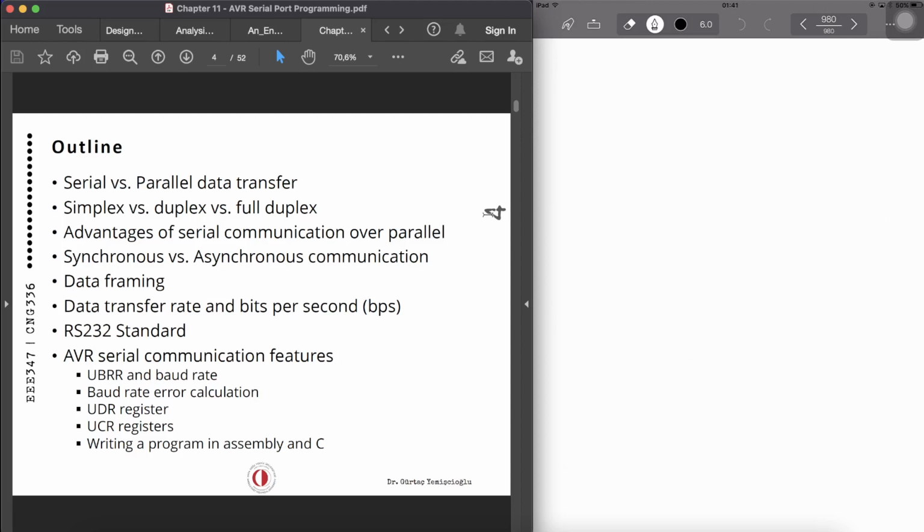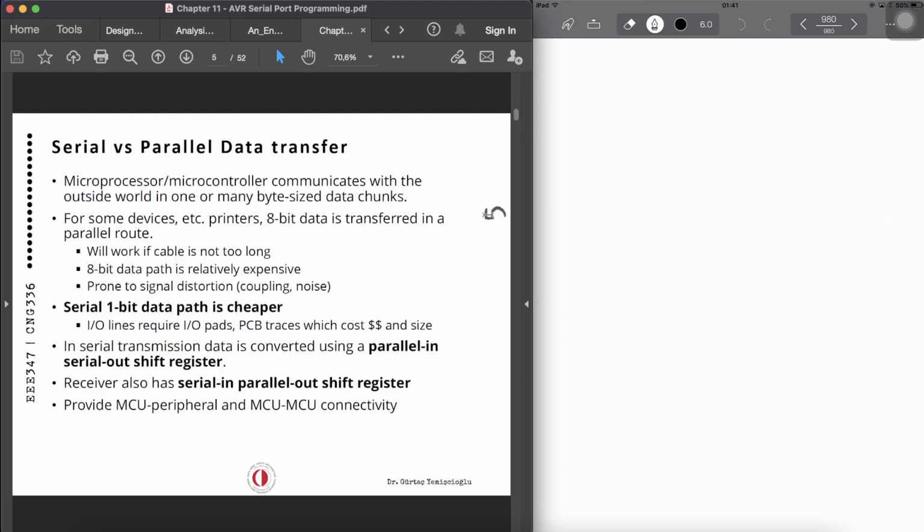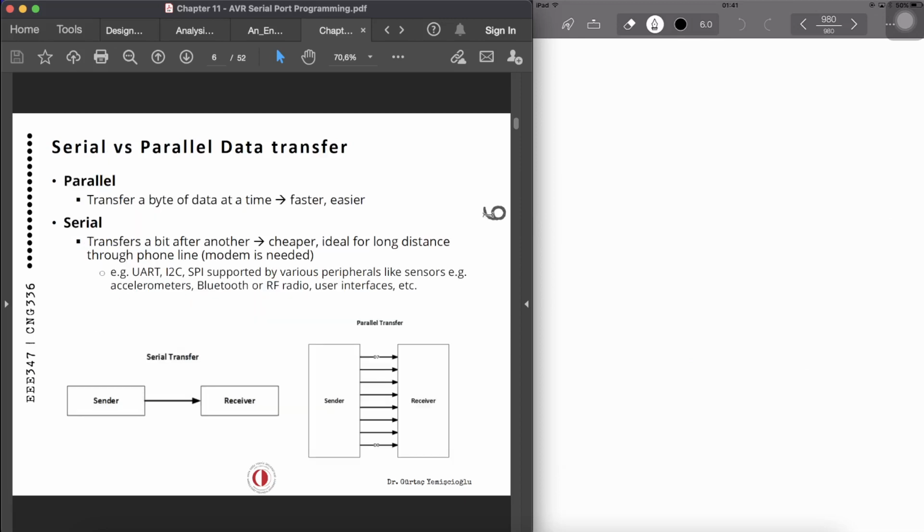All right, so let's see how we can compare serial and parallel communication. These are all the things that I have already mentioned. Now you can see the serial transfer and parallel transfer. So in parallel, as you can see, there are many wires from the sender to the receiver side, but the serial is just a one-bit wire. And you can have longer wires. It's cheaper. Some of the protocols that we have, UART, I2C, SPI buses, all support serial communication.